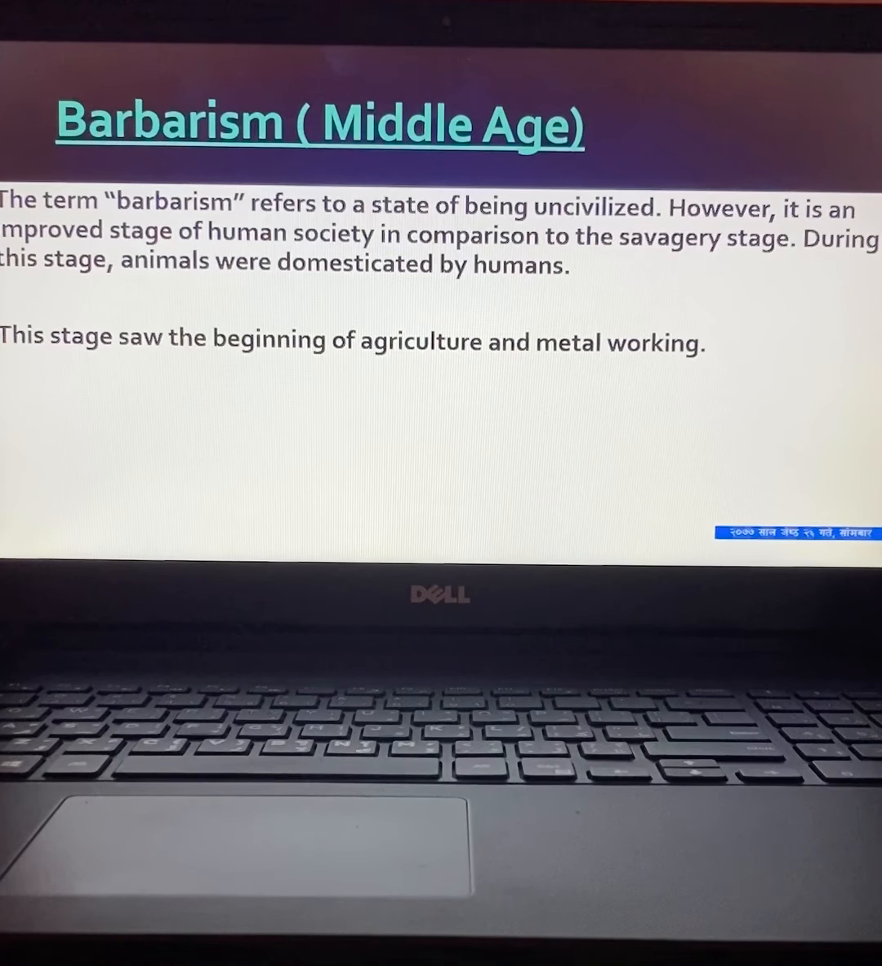If you go for constant hunting, there is a risk that you might lose your life. And they had a constant fear. In the middle of the barbarism age, they developed the idea that we cannot kill animals or go for constant hunting because there is a risk. Instead they developed the feeling that no life should be at risk, so we have to domesticate animals.